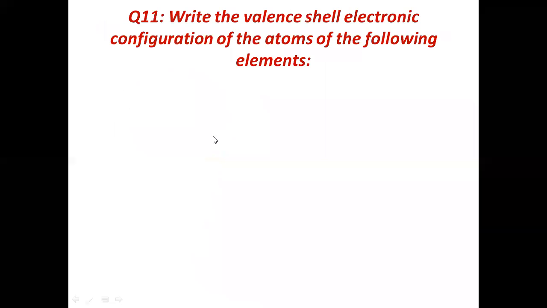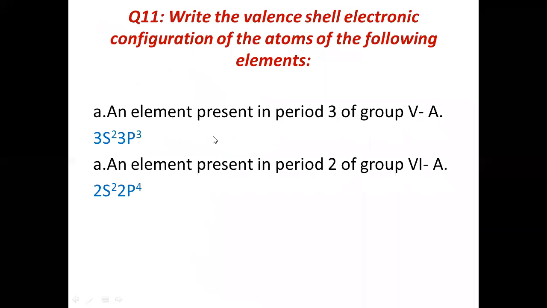Write the valence shell electronic configuration of the atoms of the following elements. An element which is present in period number 3, so 3s 3p, and fifth group, so 3 plus 2, 5 electrons. Period 2 and group 6, so 2 and 6 electrons, 2, 4. Because s cannot accommodate more than 2 electrons, p can accommodate up to 6 electrons. So 2 electrons in 2s, and the extra we will put in 2p, which is 4.